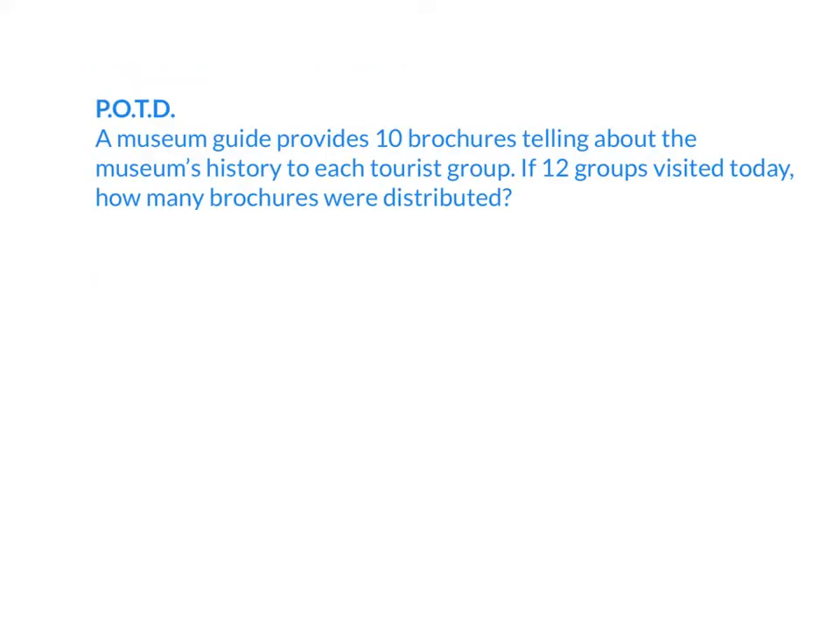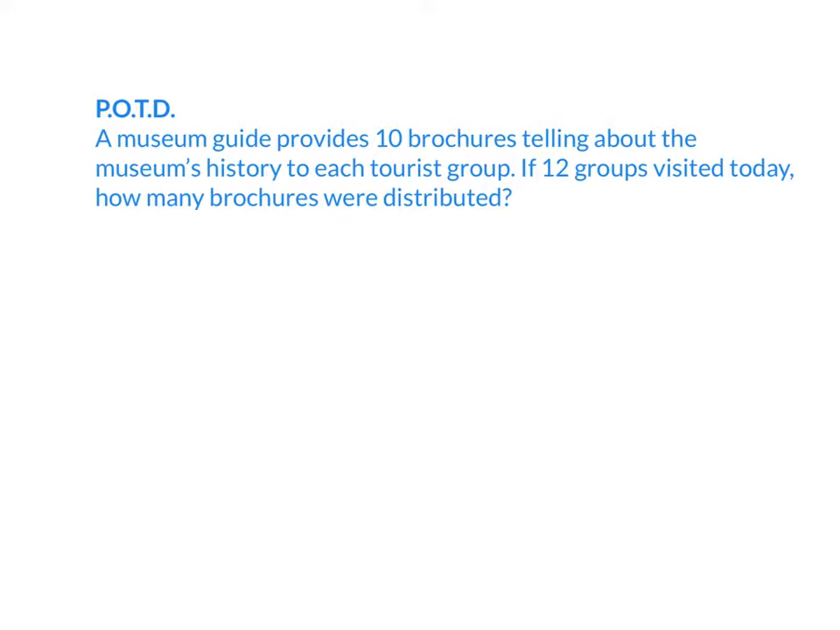Okay, it says a museum guide provides 10 brochures telling about the museum's history to each tourist group. So one group, if only one group comes, how many brochures do they need to use? 10, right? Let's say the purple table is one group. How many brochures do they get? 10. The blue table is another tourist group. They get 10 brochures. How many does the blue table get? 10. Altogether, how many brochures were used for the blue table and for the purple table? 20. Terrific. Now it says, if 12 groups visited today, how many brochures were distributed?